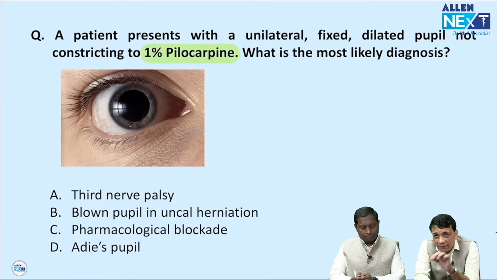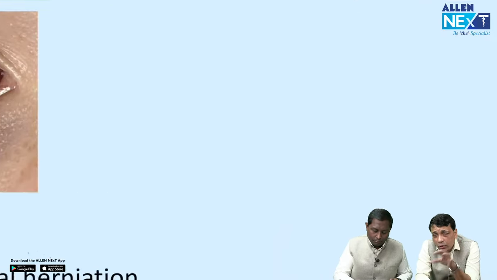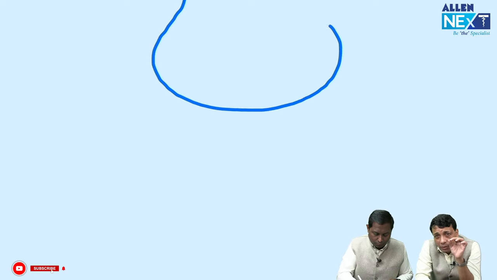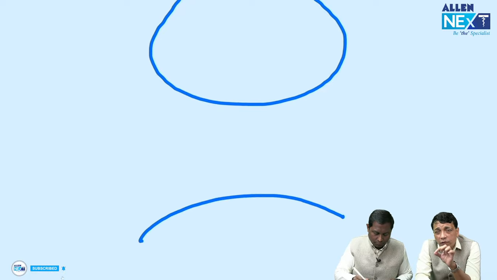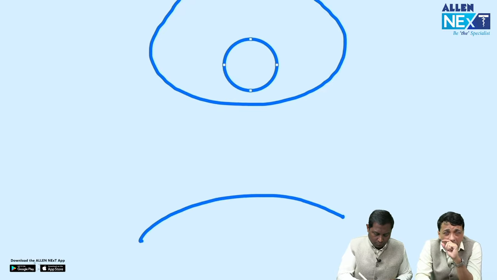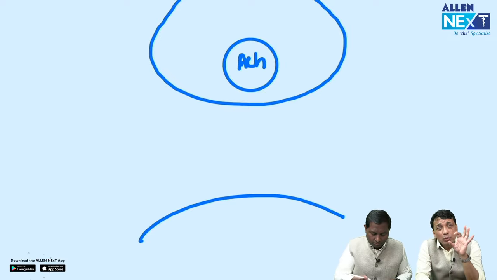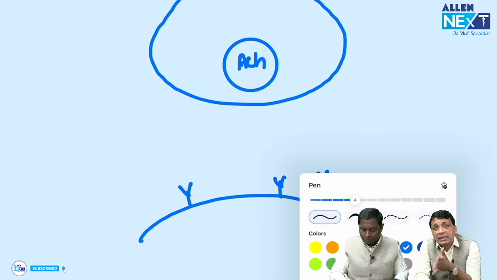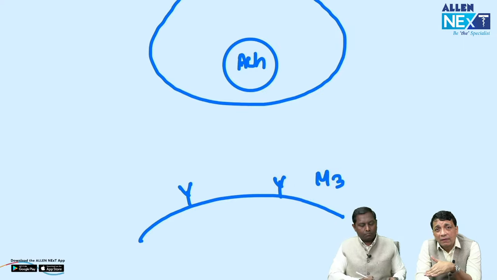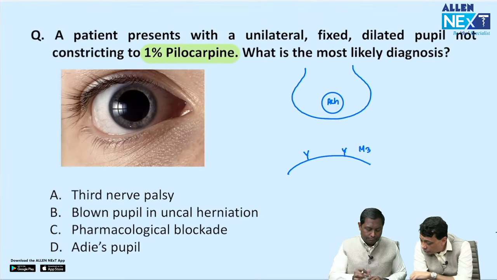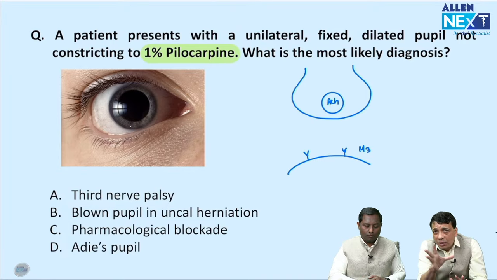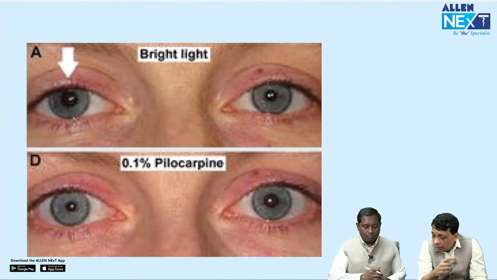What we do in clinical practice is go stepwise. When we get a patient like that, first we put pilocarpine drops, 0.125%. Only 0.125% pilocarpine is put, and we see the result. If the dilated pupil constricts, it means it is Adie's pupil. So, 0.125 is the dilute solution. The first step, we do that, and if the pupil constricts, the answer becomes Adie's. And why is that Adie's? Because the Adie's pupil is basically because of parasympathetic damage to the eye.